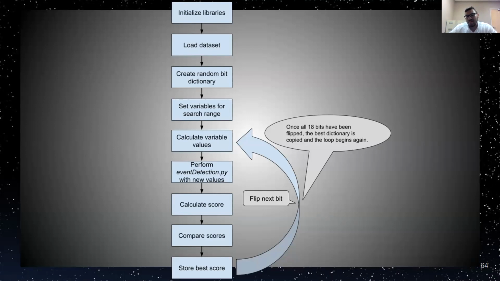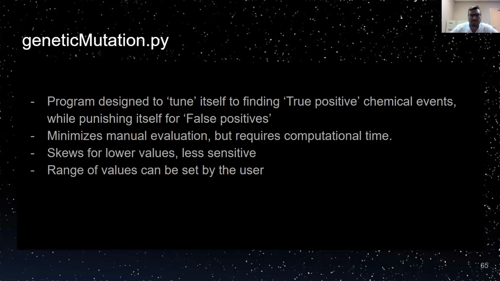then we store the best score. And after 18 iterations of this, which is 18 bits is what is used in this current program, we then will take the best score and use that as our seed for the next iteration of this, where we flip through each bit once again.